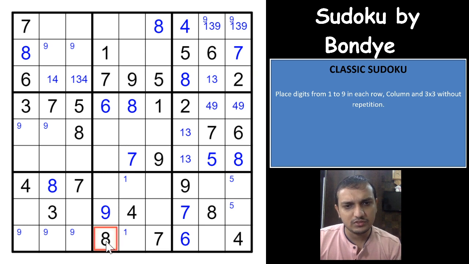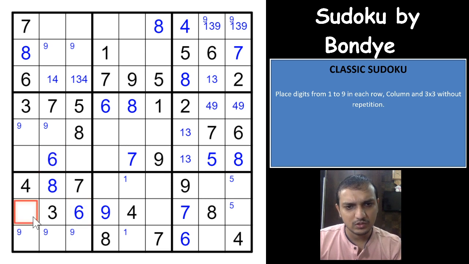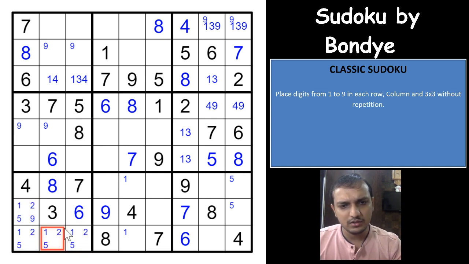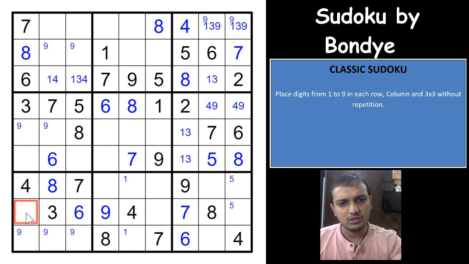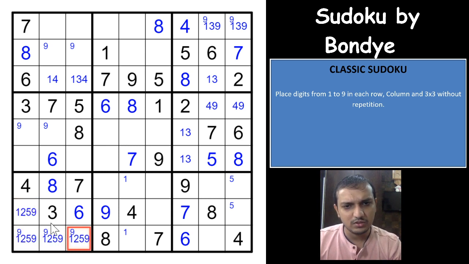Okay, so 8, 7, 6, 6 would have to be in one of these two cells. So this cell would have to be a 6. That gives you a 6 here. So 9 and 1, 2, 5, right? So 1, 2, 5 and 9. Okay, I could have written the 1, 2, 5 and 9, the center pencil marks here, and that doesn't give you a 9 here.